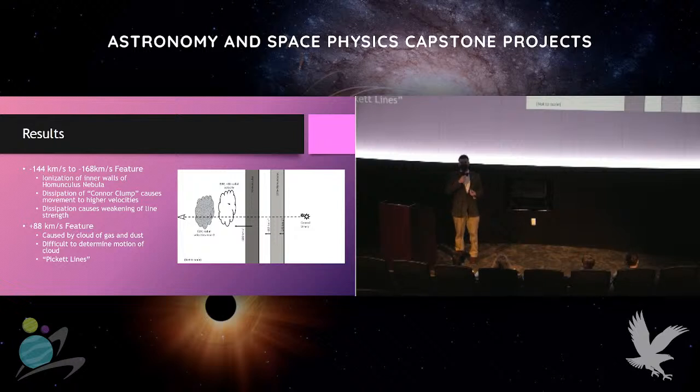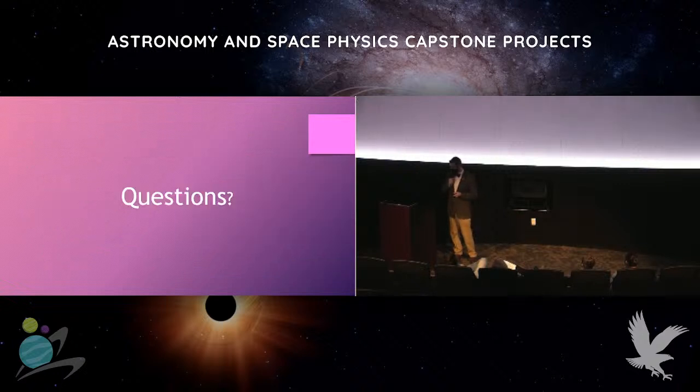It's difficult to understand the motion of it right now, especially at such a high velocity, but it is something that will be actively researched, probably not by me at this time as I'm graduating, but it is something that I think is very interesting that nobody's ever really picked up on before. It's something that will affect our analysis of other stars in the system, not just Eta Carinae. And that gives us the picket lines, as I noted before, 88 kilometers per second. So that's my research. Thank you.